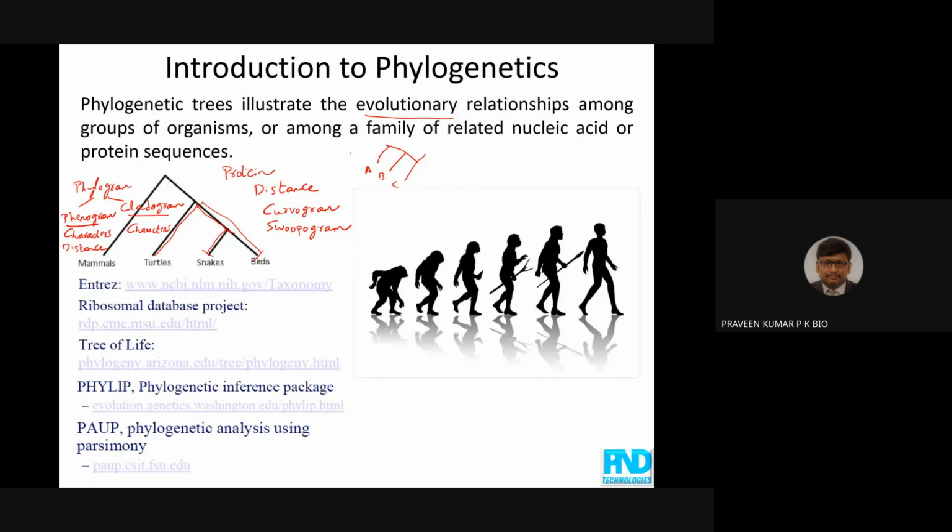But there is also something called an evolutionary tree. What do you mean by an evolutionary tree? What is the difference between a phylogenetic tree and an evolutionary tree? In a phylogenetic tree, we consider characters and distance for construction. But in an evolutionary tree, other than characters and distance, we also consider time. So we have characters, distance, and also time.